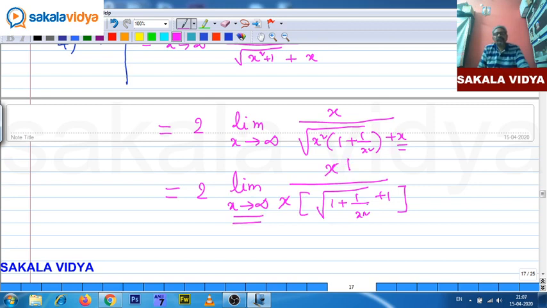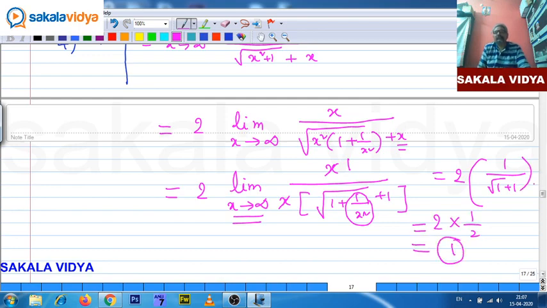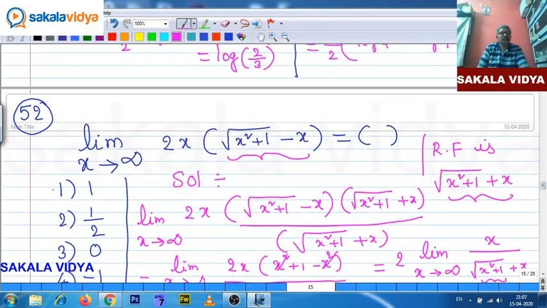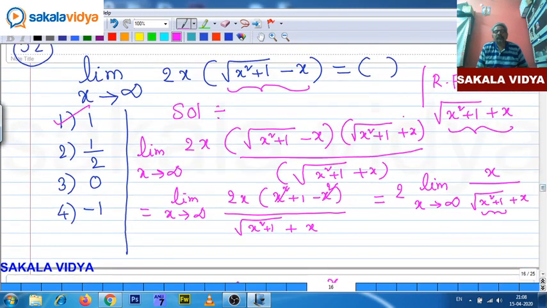As x approaches infinity, the 1 by x square becomes 0. So that means 2 multiplied by 1 by root of 1 plus 1. That will be 2 into 1 by 2, so answer is 1. So, first option is the right option. Here actually, this will be a minus b into a plus b form, so a square minus b square. I forgot to write x square here; x into x will be getting x square.